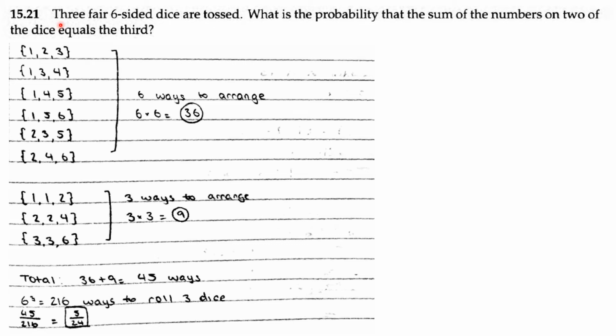AOPS Counting and Probability 15.21. Three fair 6-sided dice are tossed. What is the probability that the sum of the numbers on 2 of the dice equals the third?